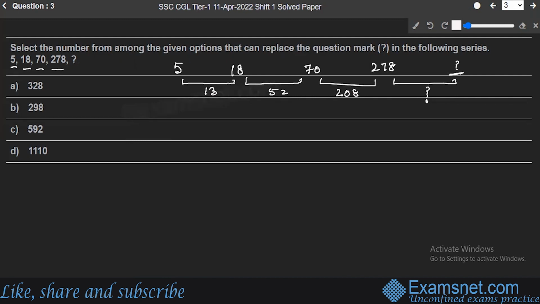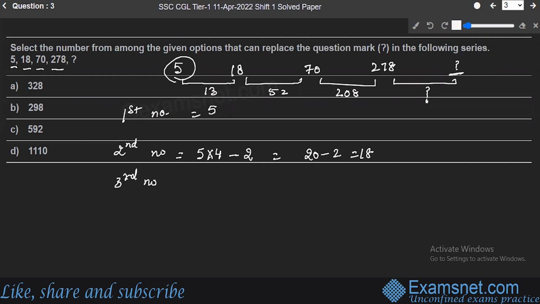Correct? Right. So let's sort out the logic. First number is 5. And what is the second number? If I'm multiplying this 5 with 4 and subtracting 2, we'll have 20 minus 2, that is equal to 18. Third number, that is 18. This third number will be the previous number multiplied by 4 minus 2. So this is 72 minus 2, that is equal to 70.